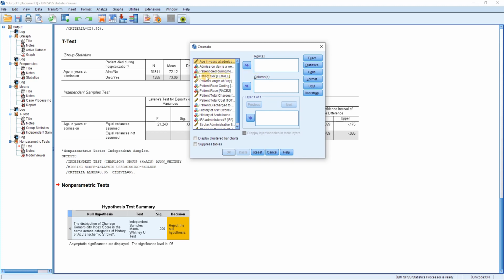So we are interested in the patient gender. I'm going to go ahead and move that over to my rows. And my column in this situation is going to be whether the patient is discharged to a skilled nursing facility. And that will be it to answer question number 7. So we'll go ahead and click OK.